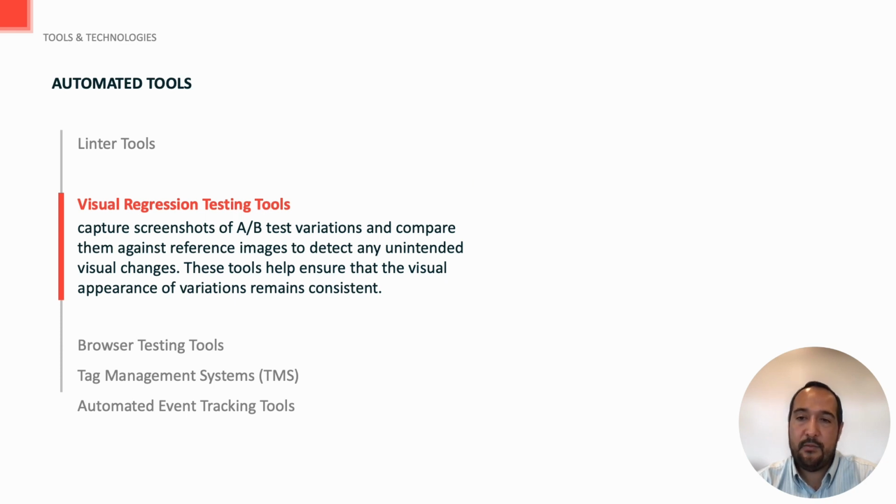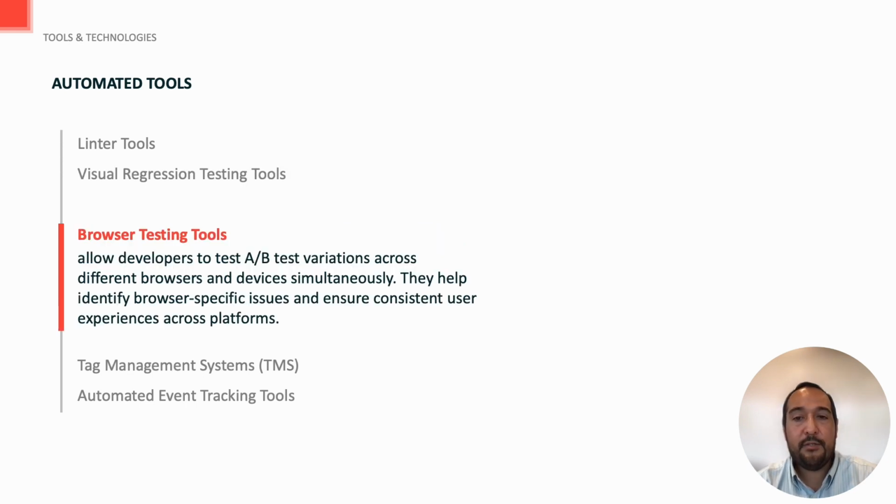Visual regression testing tools capture screenshots of A/B test variations and compare them against reference images to detect any unintended visual changes. These tools help to ensure that the visual appearance of variations remains consistent. Browser testing tools allow developers to test A/B test variations across different browsers and devices simultaneously. They help identify browser-specific issues and ensure consistent user experiences across platforms.